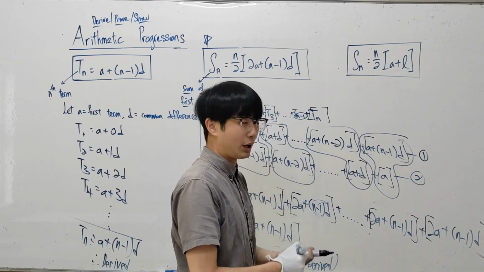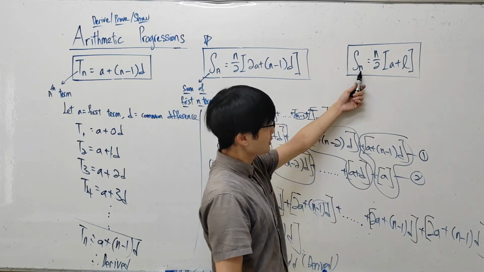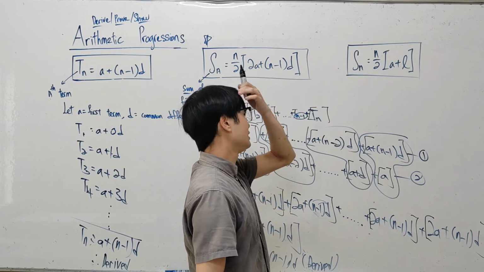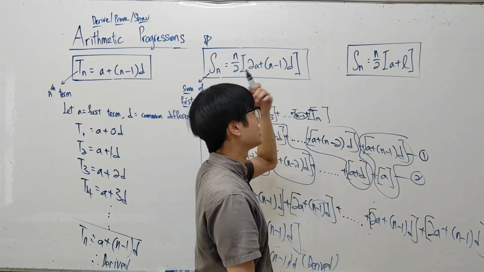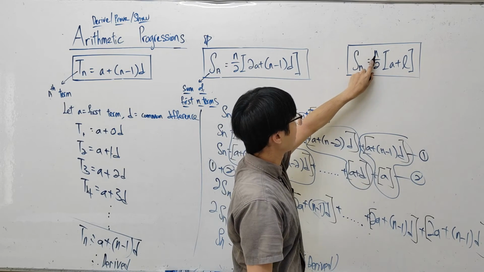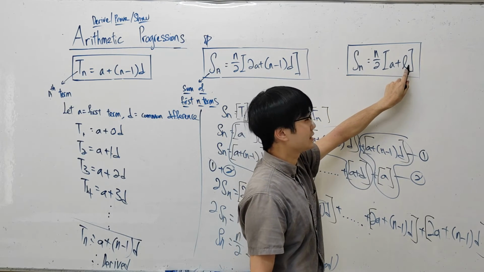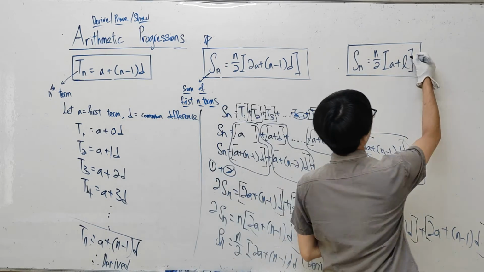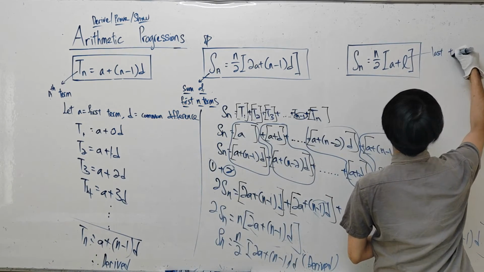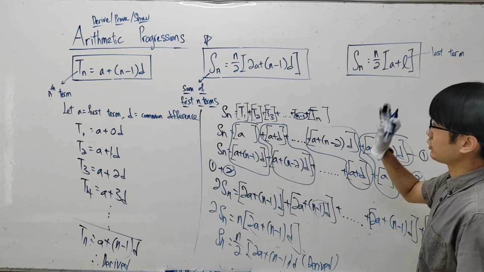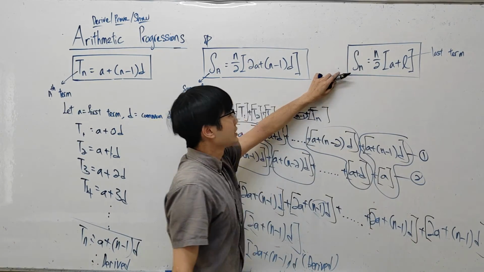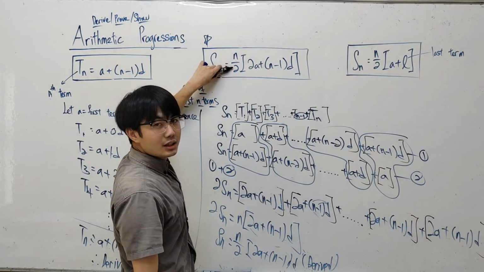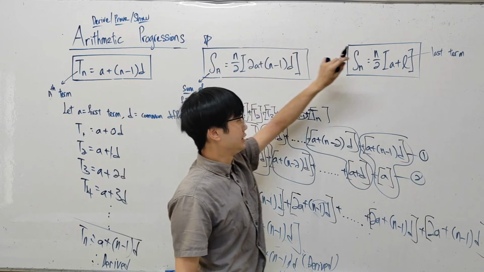Okay, let's move on to our last formula. This formula is also the Sn formula, but it's a different formula. Okay, the formula is like this: n over 2 bracket a plus l. Alright. Okay, L stands for last term. Okay, how can we derive this formula? We will use this formula to derive this formula.